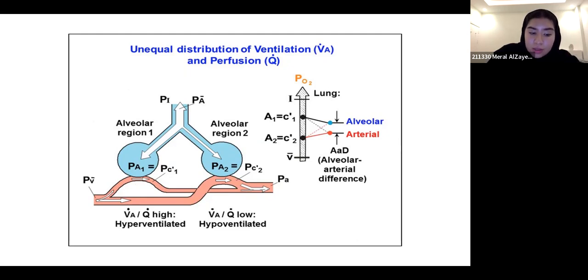What does this give us if we have high ventilation and low perfusion? High PO2, increased PO2, yeah. But does it increase the VQ or decrease the VQ ratio? Exactly, it increases the VQ ratio. So in alveolar region 1, we have an increase in VQ ratio.